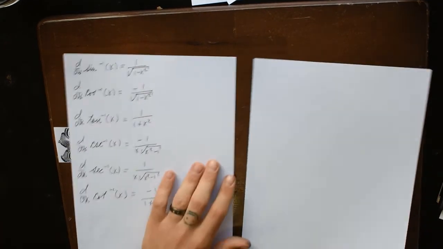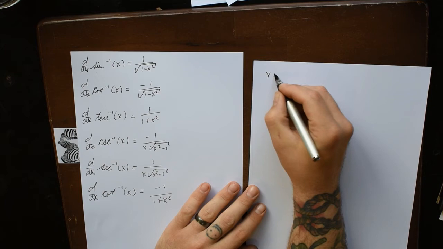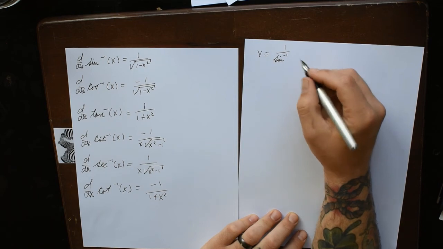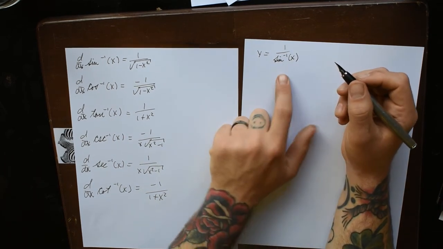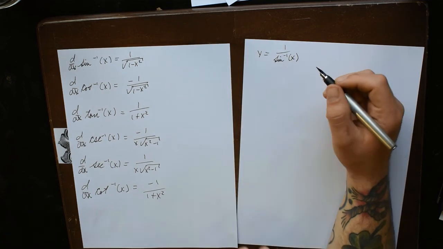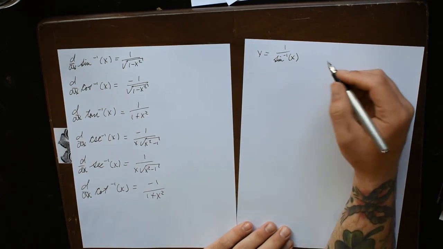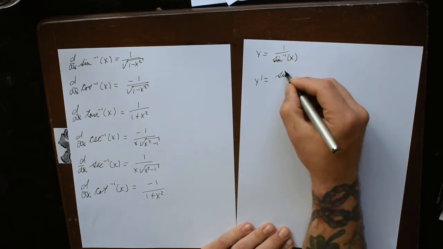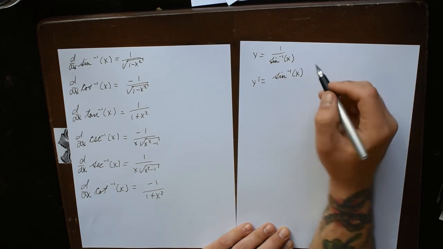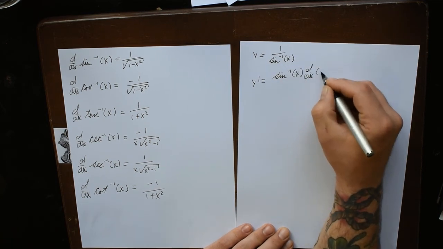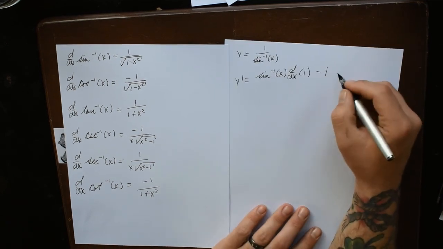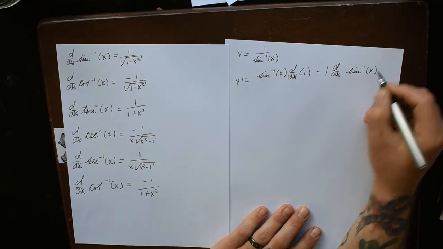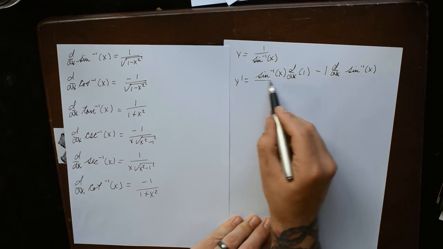So, if we knew that y was equal to 1 over the sine inverse of x, and be careful because that is not the cosecant inverse of x. We want to find its derivative. Well, we need to use a quotient rule. Y prime is equal to low times the derivative of the top, the d dx of 1, minus our top times the derivative of our bottom, all over our denominator squared.